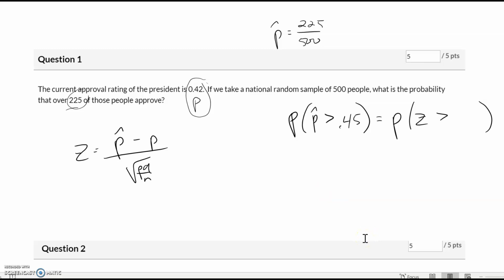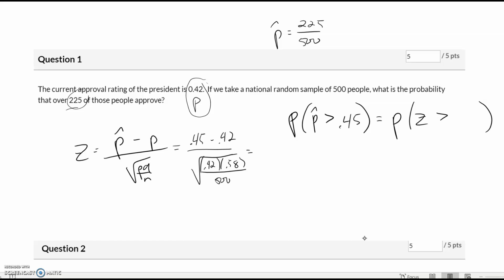All right, so what I have to do is calculate my z-score and then go to my z-score sheet. So the z-score is 0.45 minus 0.42 divided by the square root of p, 0.42. q is 1 minus 0.42, so that should be 0.58, all divided by the 500. Okay, that is my z-score.